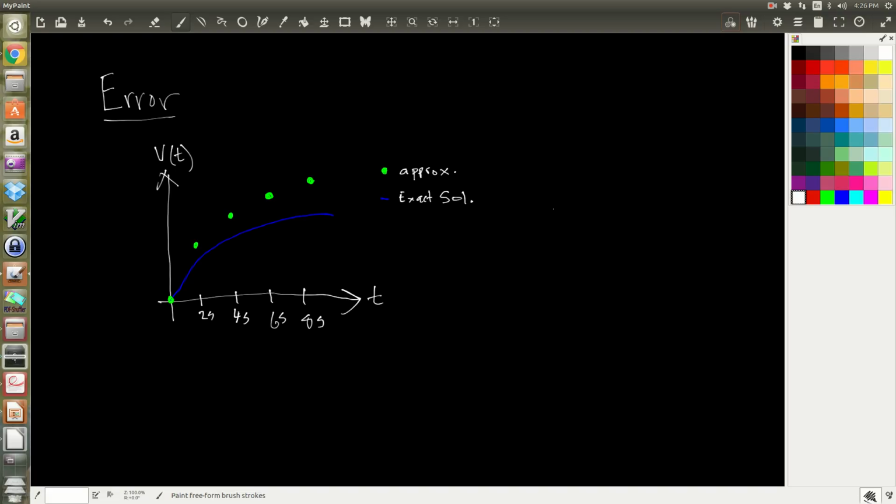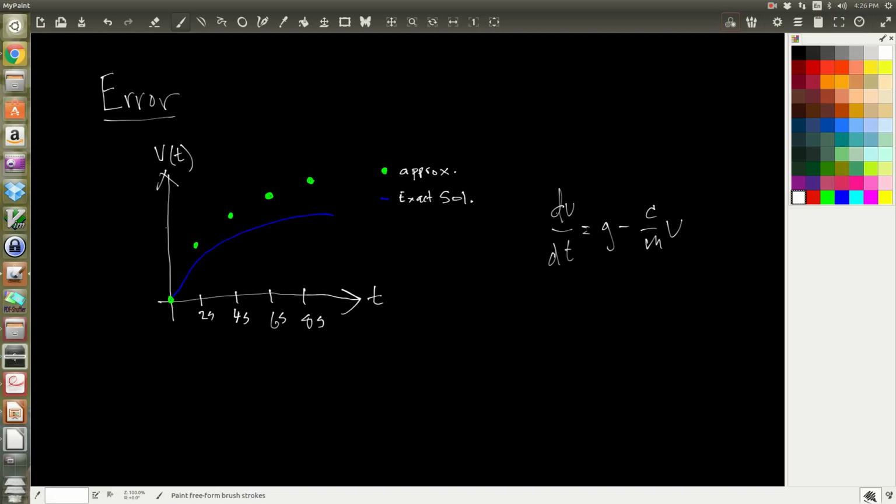a falling parachutist. So our differential equation was of the form dv/dt was equal to the acceleration of gravity minus c over m times v, where c was the drag coefficient of our falling parachutist, m was the mass of the falling parachutist, and v was the velocity of the falling parachutist.